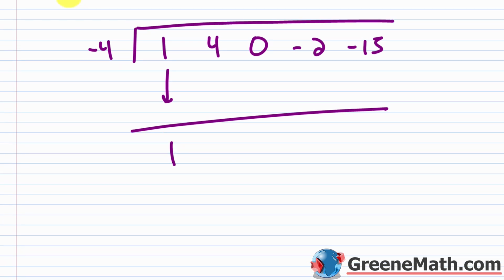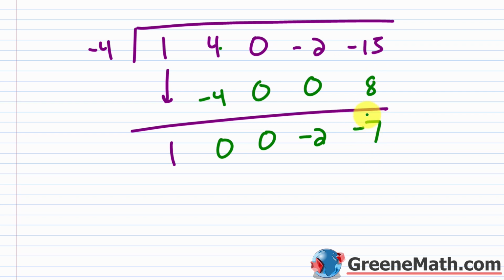So drop that down. Let's go ahead and multiply. -4 times 1 is -4. 4 plus -4 is going to be 0. Then -4 times 0 is 0. 0 plus 0 is 0. -4 times 0 is 0. -2 plus 0 is -2. -4 times -2 is positive 8. -15 plus 8 is going to be -7. So again, this is the remainder here.